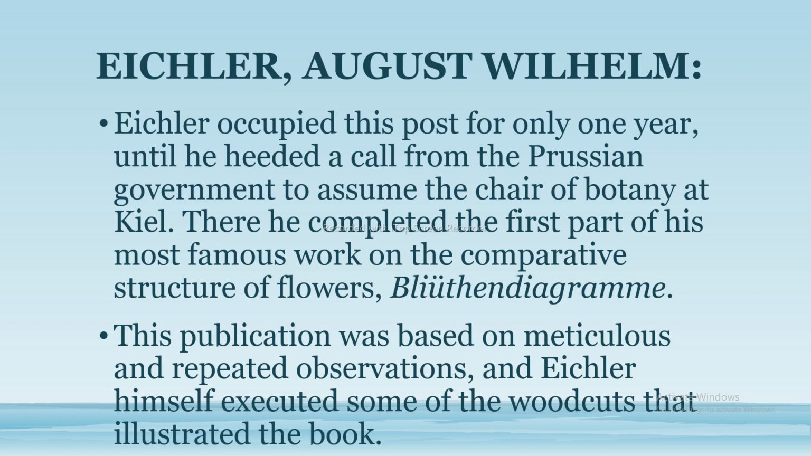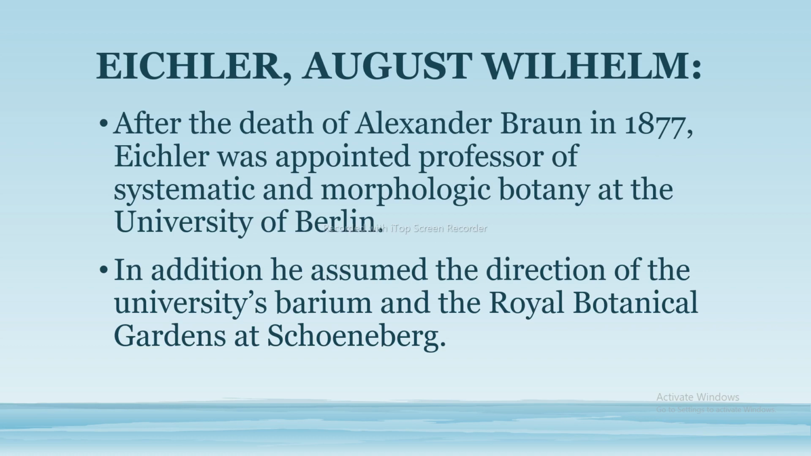There he completed the first part of his most famous work on the comparative structure of flowers, also called Blüthendiagramme. This publication was based on meticulous and repeated observations, and Eichler himself executed some of the woodcuts that illustrated the book. After the death of Alexander Braun in 1877, Eichler was appointed professor of systematic and morphologic botany at the University of Berlin. In addition, he assumed the direction of the university's herbarium and the Royal Botanical Gardens at Schöneberg.